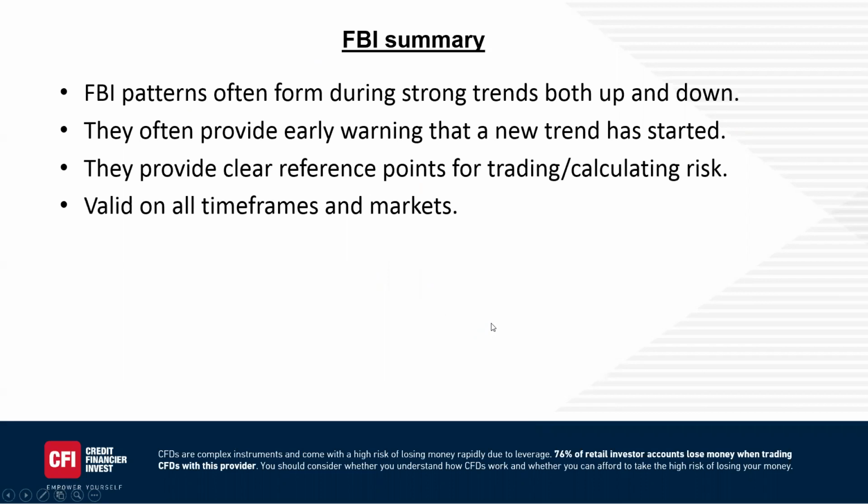Okay, so just to summarize about the FBI pattern trading setup. FBI patterns often form during strong trends, both up and down. I've shown you quite a few examples where the market is in a really strong trend. Let's call it an uptrend for now. The market's in a strong uptrend, and then you get this inside bar, and people are still bullish. It's just a very, very minor sideways correction. And then we get the bullish break of this inside bar pattern, and that triggers new buyers to come into the market. And that can often be, as we've seen, the precursor for a reversal in trend.